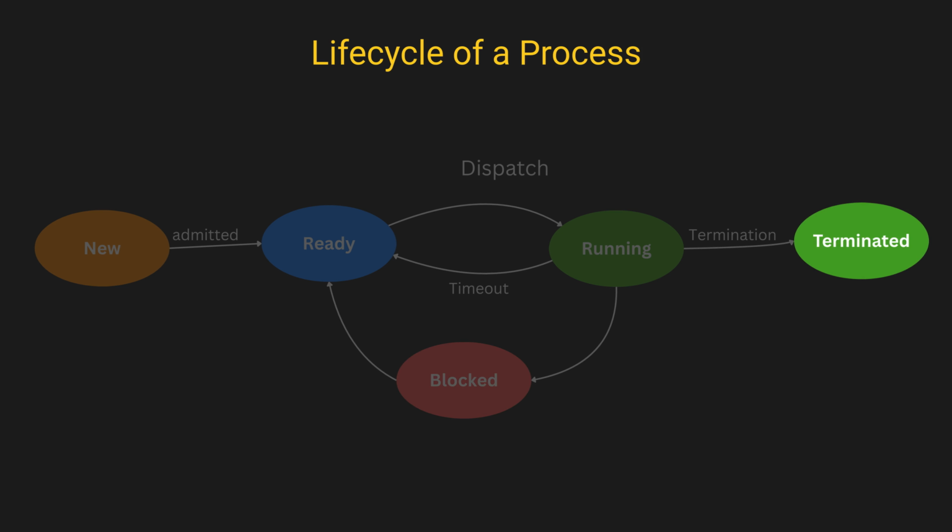Terminated, or exit, the end of the line. When a process finishes its task, like closing an app normally, or gets forcefully stopped, due to an error, user kill, or OS decision, it enters terminated. Here, it stops executing, and the OS cleans up, deallocates memory, releases files and devices, and removes the process from the system. It lingers briefly in this state to allow any parent processes to check its exit status, success or failure code, then it's fully removed from memory. Poor cleanup here can lead to zombie processes, ghosts that waste space until reaped.